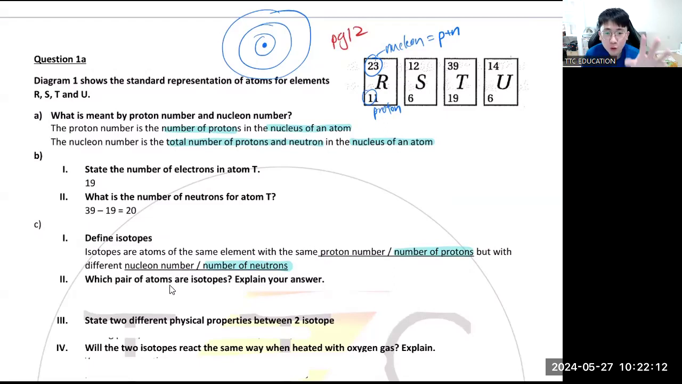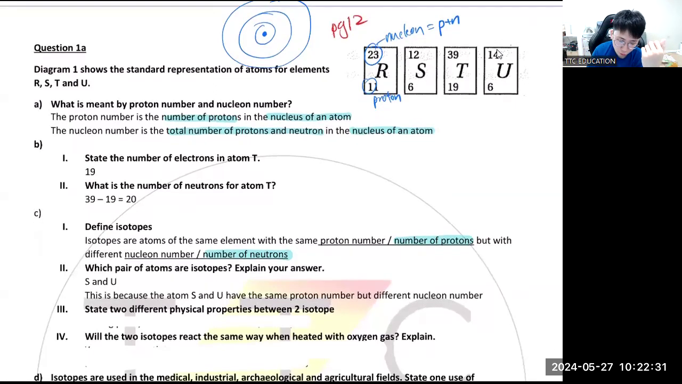Moving on, which pair of atoms are isotopes? Same proton, okay? So who has the same proton? You see R, S, T, U, same proton, 6 and 6. This is the only two, no? So explain the answer, because they have the same proton but different neutron or different nucleon. So we say S and U, because they have the same proton number but different nucleon number. Basically you just repeat your definition one more time. That is your explanation for how we know it's isotope.